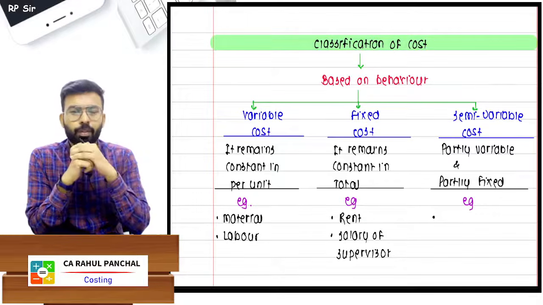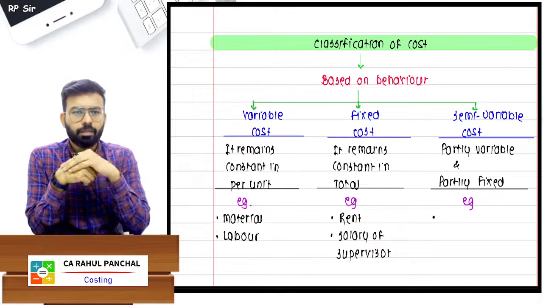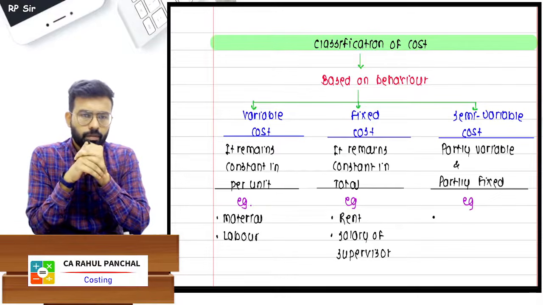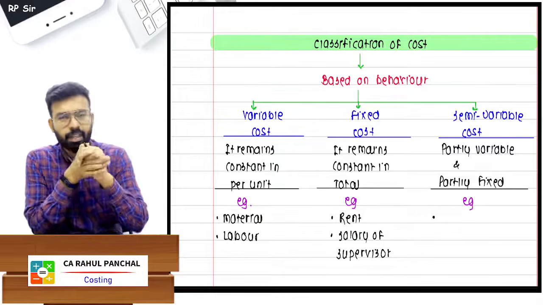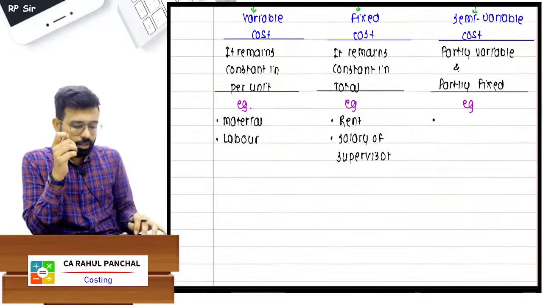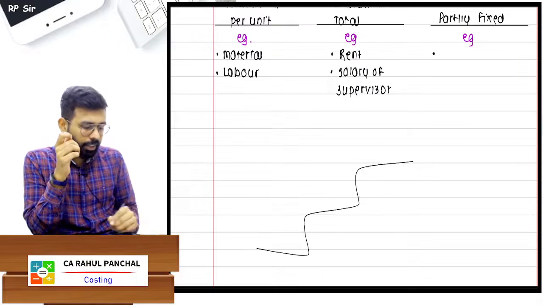Tell me any example from your side for semi variable cost. Sir, are these those costs which remain fixed up to a certain extent and then they start varying? Okay, that can be said. That is a step ladder cost. We say it is like this.